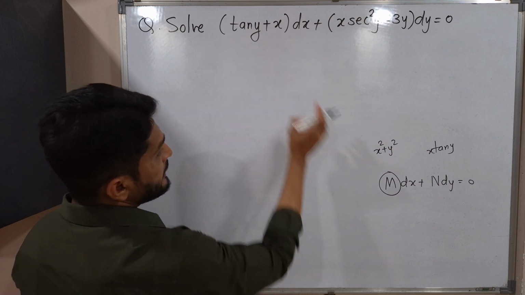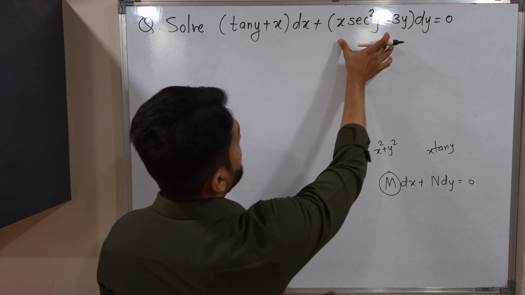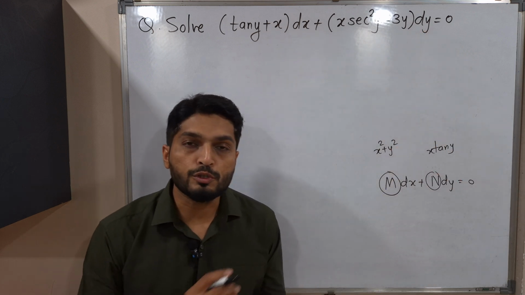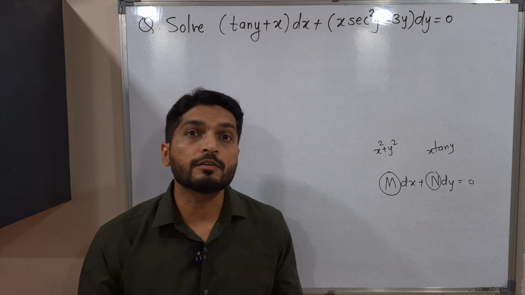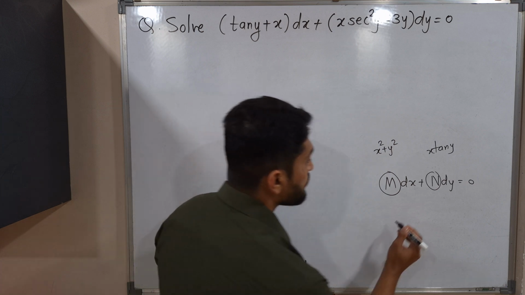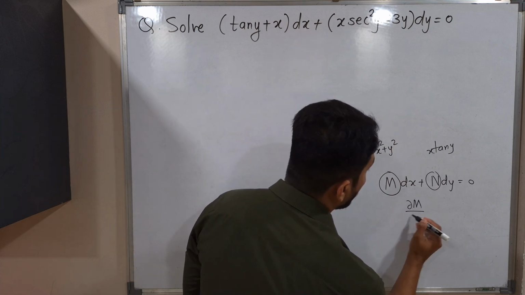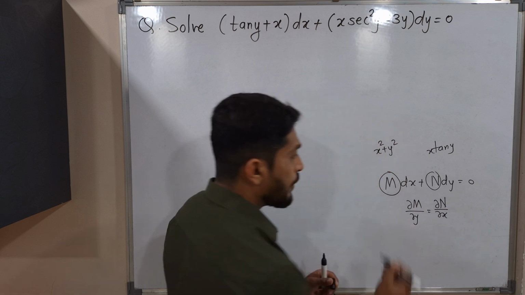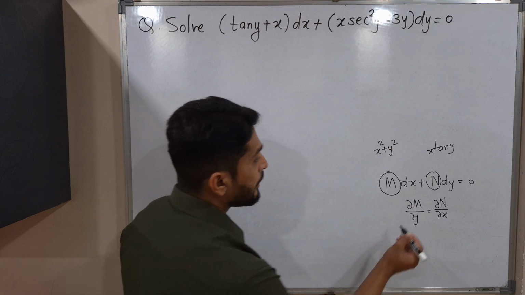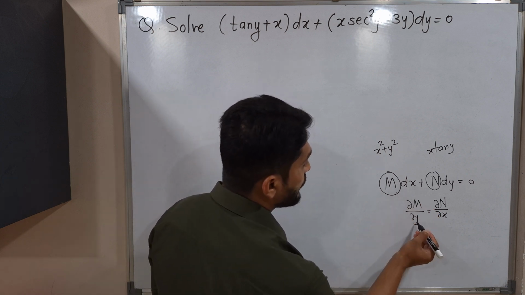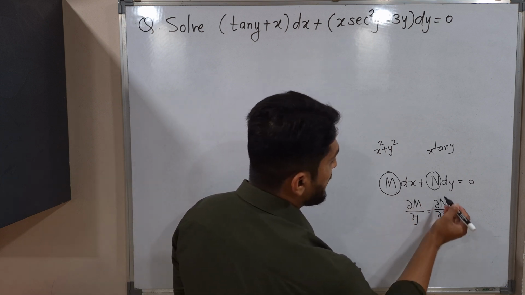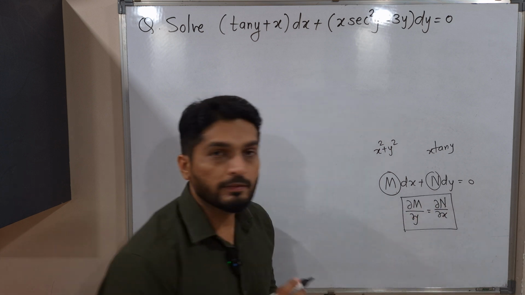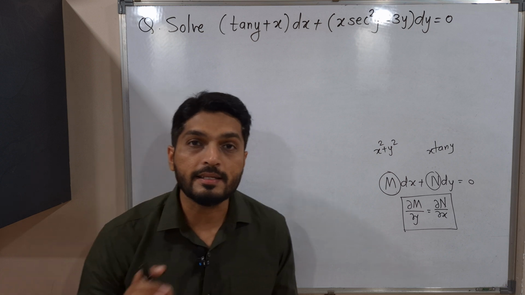M and N are functions of x and y like this. The first bracket into dx is M, and the second bracket into dy is N. So the differential equation should be in this form. We say this differential equation is exact if delta M by delta y is equal to delta N by delta x. It means the partial derivative of M with respect to y must be the same as the partial derivative of N with respect to x. If this condition is satisfied, we say it is an exact differential equation.